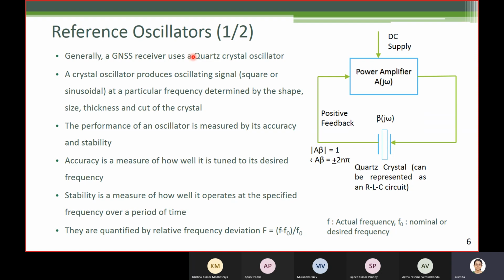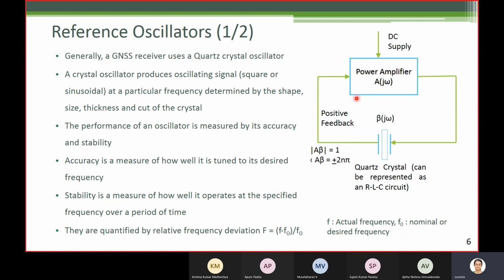A GNSS receiver uses a quartz crystal oscillator. Okay. Quartz is a mineral abundantly found in nature. It is made of silicon and oxygen. Okay. So typically it uses a quartz crystal oscillator to generate the reference signal. So basically the crystal oscillator, this is the notation used for the crystal oscillator, is used in a feedback control loop in the feedback path. And the feedback control loop has positive feedback. It is closed through positive feedback.